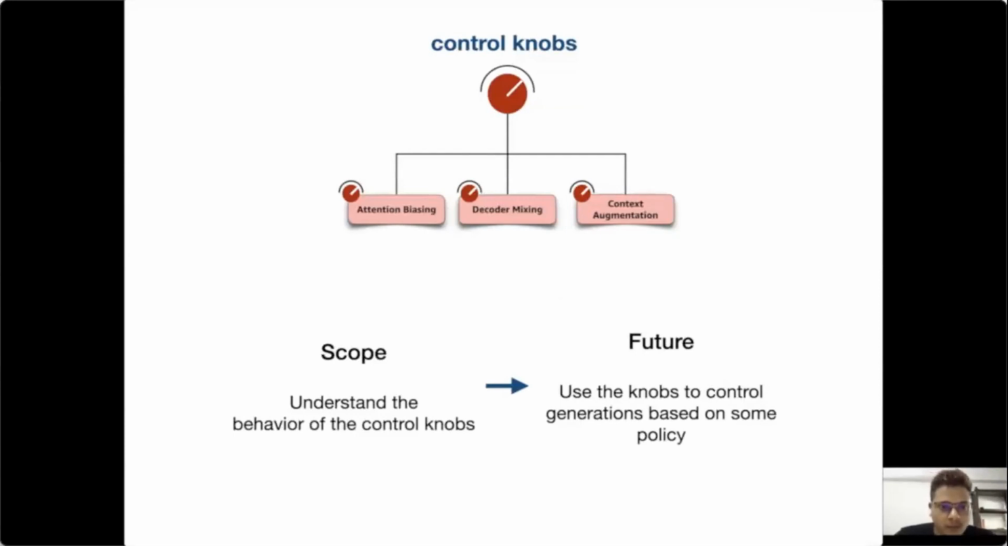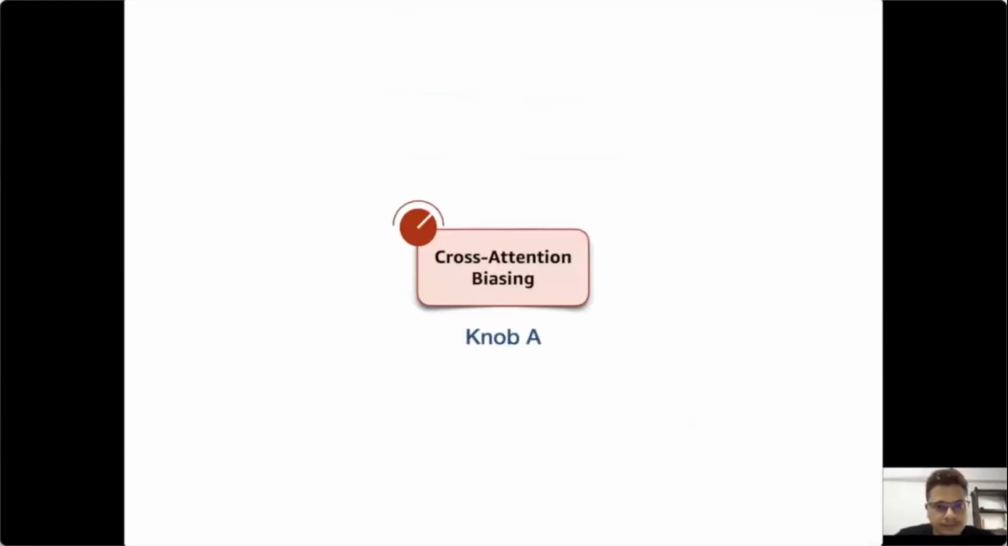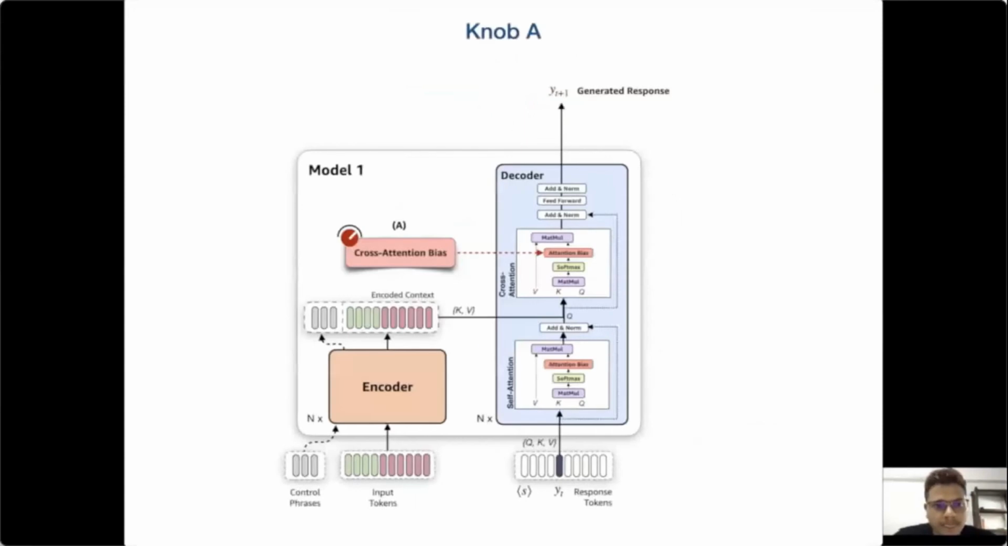Particularly, the scope of this work is to analyze and understand these knobs that we propose, particularly on the generative task of response generation. But the ideas are fairly general and can be extended to other tasks also. Let's start with the attention biasing knob.